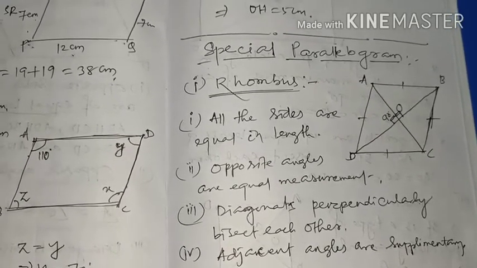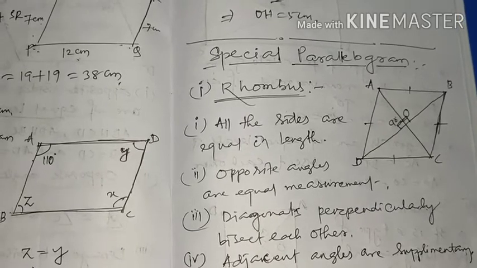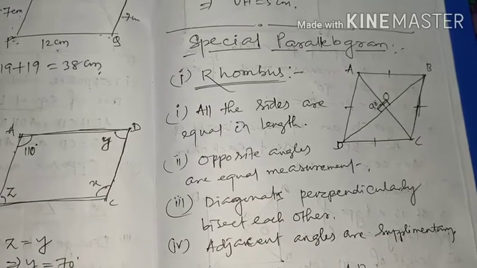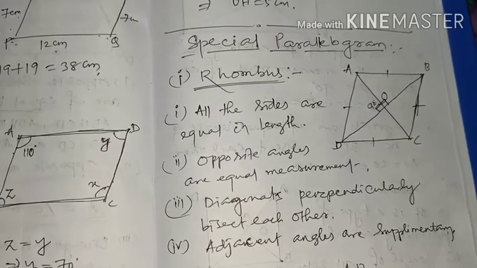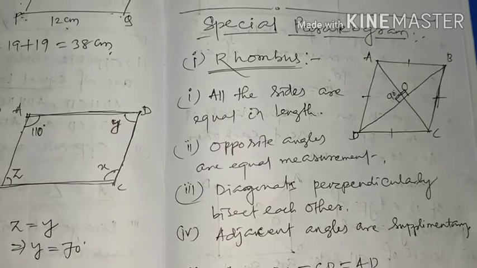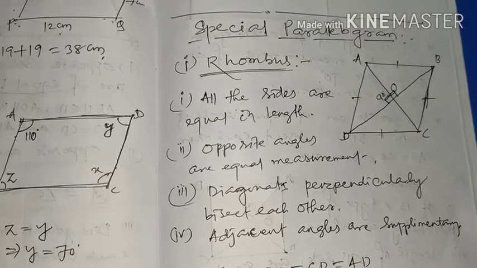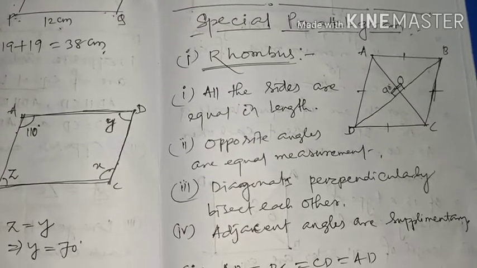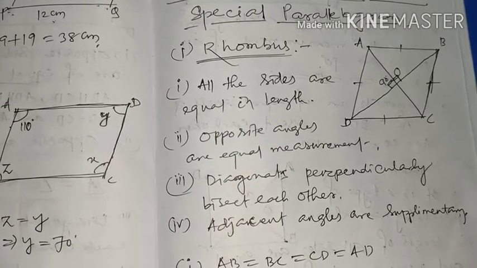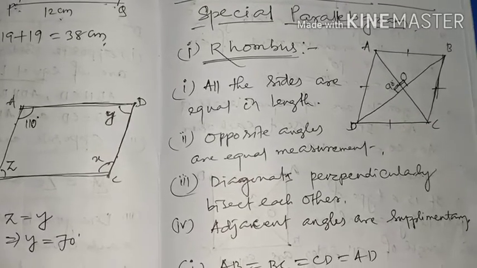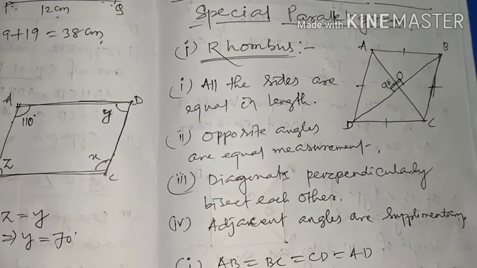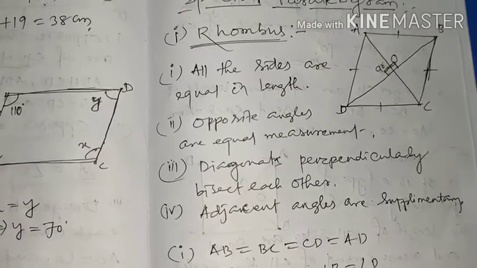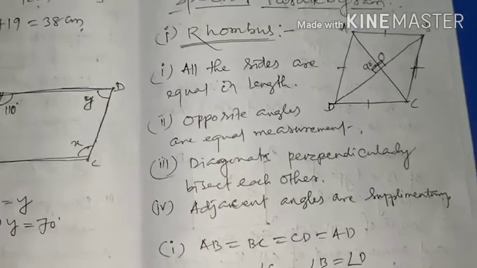At first, you know very well the properties of a parallelogram: the opposite sides are parallel, opposite sides are equal in length, the diagonals bisect each other, opposite angles are equal, and also the adjacent angles are supplementary. But here is a special property a rhombus has: all the sides are equal in length.